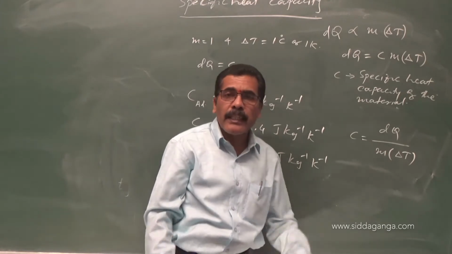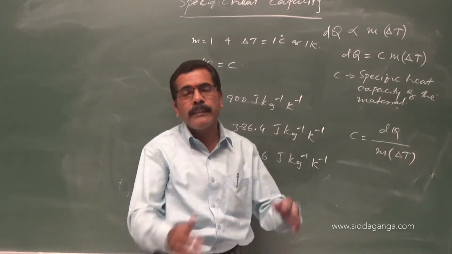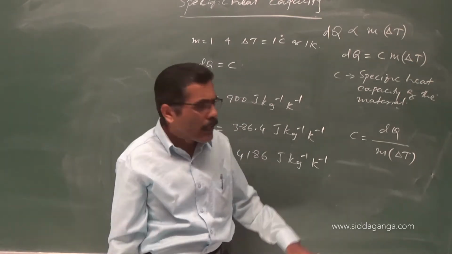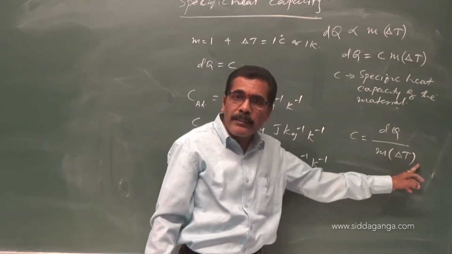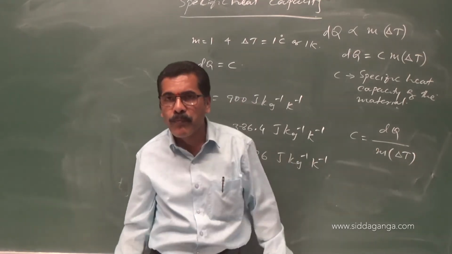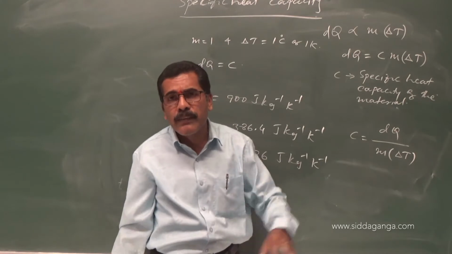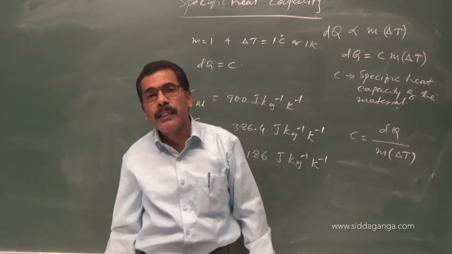Suppose there is a change of state, say ice is melting into water. When ice is melting into water, there is no change in temperature. Change in temperature is 0. In such a case, anything divided by 0 is infinity. Therefore, C will be infinity.